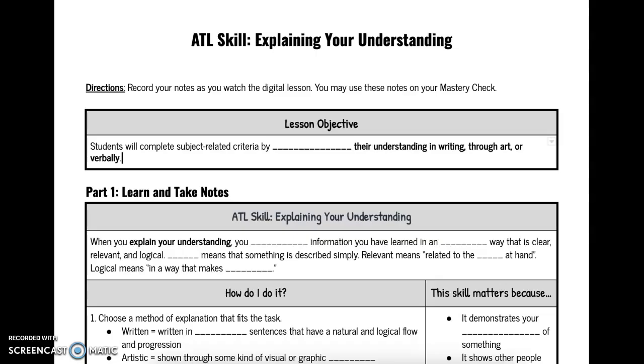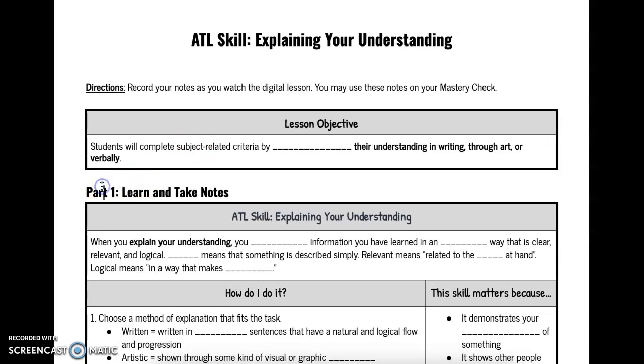Now our lesson objective for this video might look different on your note paper, depending on what your teacher has selected as their subject-related criteria. So students will complete whatever this subject-related criteria is by explaining their understanding in writing, through art, or verbally. So you're going to fill in the word explaining in this blank. Remember, if you need to pause the video to do that, please feel free to do so. Be sure to pay attention to whatever this subject-related criteria is that your teacher has selected, because it will change for each unit and in each class.